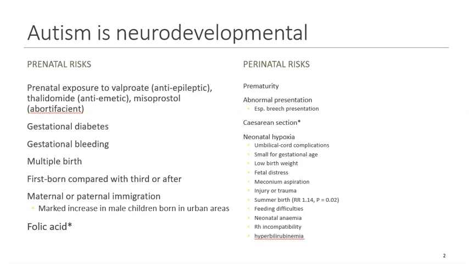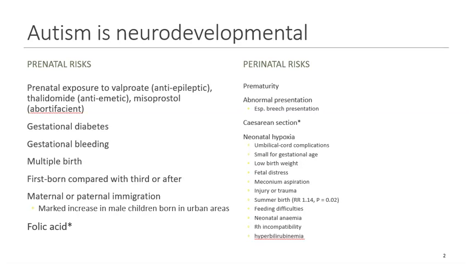So first, let's talk about the prenatal risks. The main thing is that prenatal exposure to anti-epileptics, antiemetics, and abortifacients are a big prenatal risk. In other words, if the mom is taking medication for epilepsy, other diseases, or attempted to abort the pregnancy, then this can lead to neurodevelopmental issues.